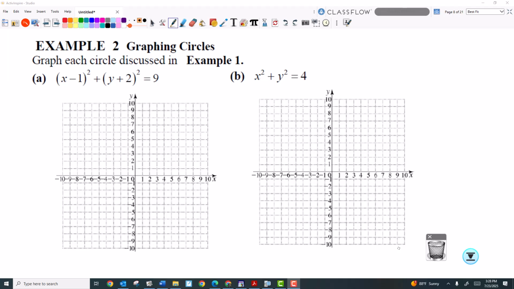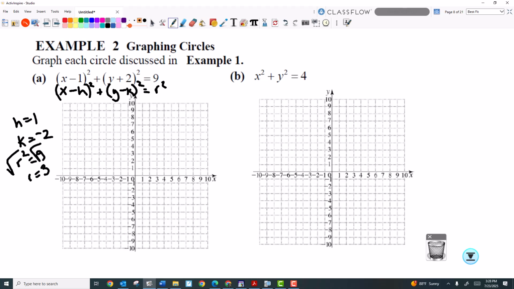So it's x minus h squared plus y minus k squared equals r squared. So h is 1, k is like opposite. So if that's a positive 2, it's going to be a negative 2. So negative 2, and then r squared equals 9. Well, if we solve for that, r is going to be 3. So it's going to be at the point 1 comma negative 2. So 1, negative 2 is here, and my radius is 3.